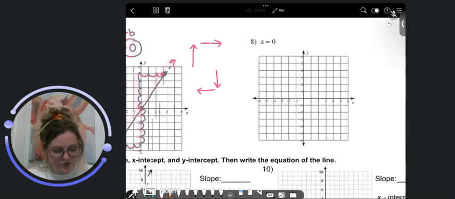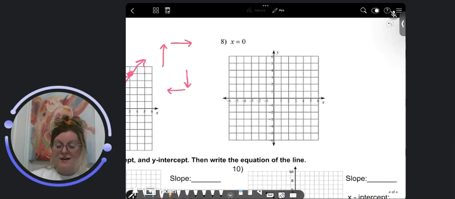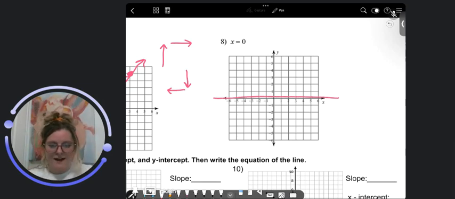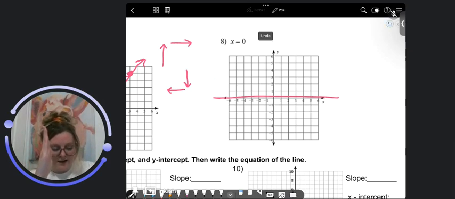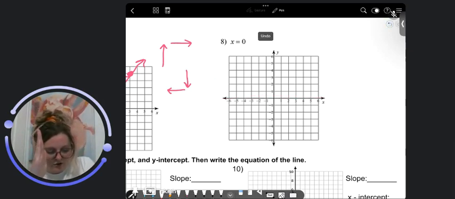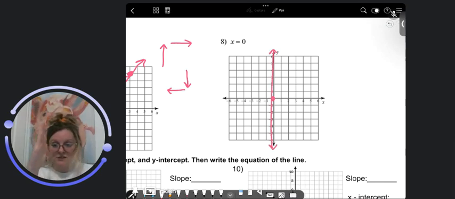All right, last graphing one. Okay, this one is completely different. It doesn't have y equals, it has x equals. What I want you guys to do is think about x. This is your x line. X goes left and right. If they're telling us that I'm not moving left or right any, I am going to have a line that is up and down, and it goes through the point or x value 0.